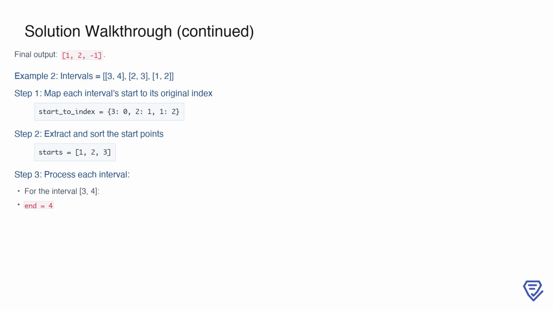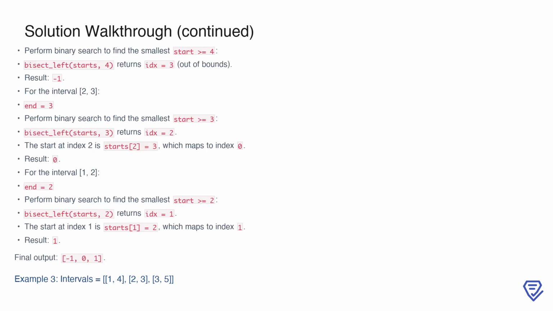Starting with the interval [3,4], its ending point is 4. We perform binary search to find the smallest starting point greater than or equal to 4. The bisect_left function returns the index 3, which is out of bounds, so no valid interval exists, and the result is -1. For the interval [2,3], its ending point is 3.